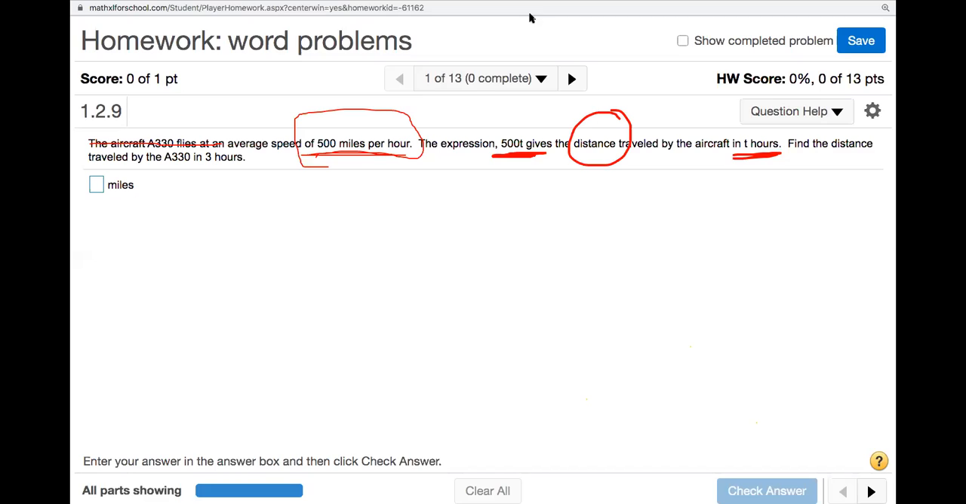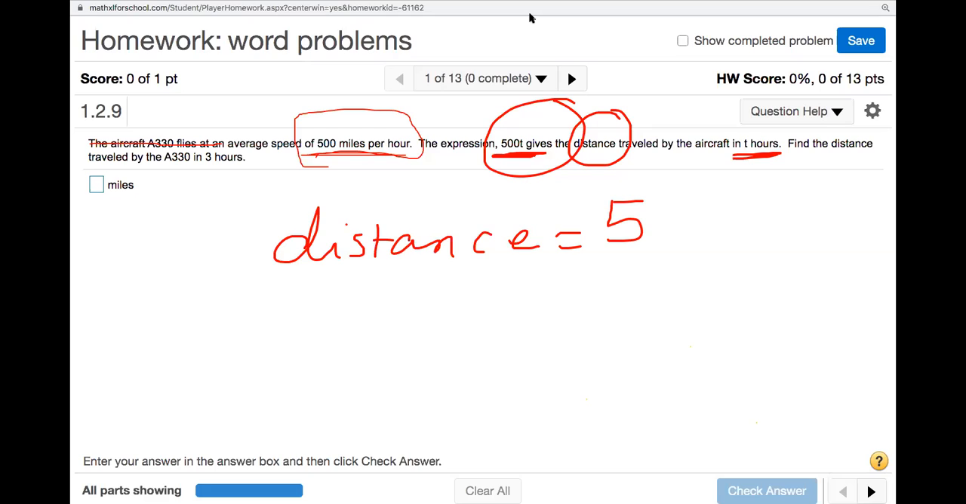Find, what are we looking for? We're going to find the distance traveled by the A330 in 3 hours. So guys, what do they want us to do? They want us to find the distance. How do we find the distance? They gave us a formula to calculate the distance. It's right here, guys. 500 multiplied by t, okay? That's how you calculate the distance.